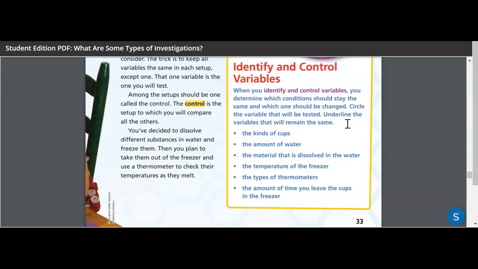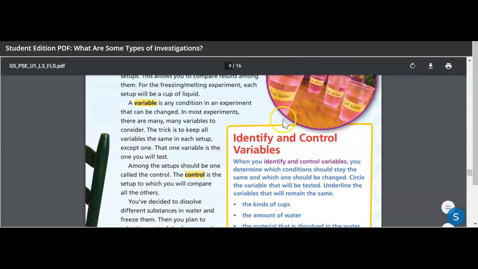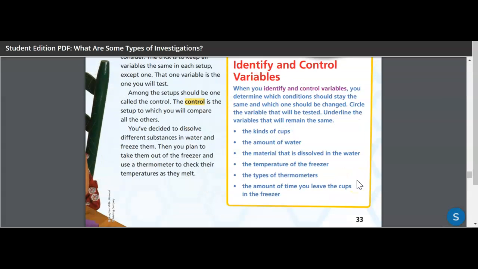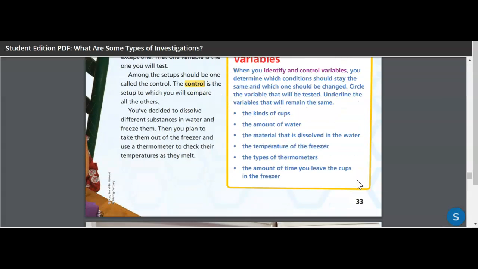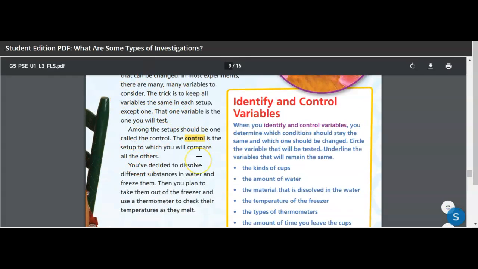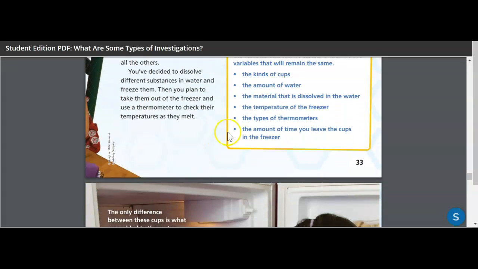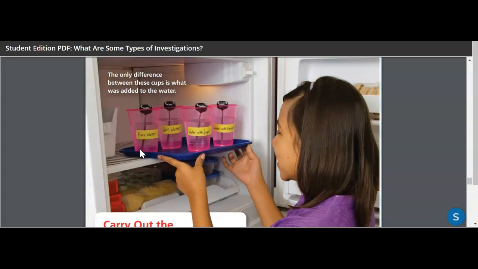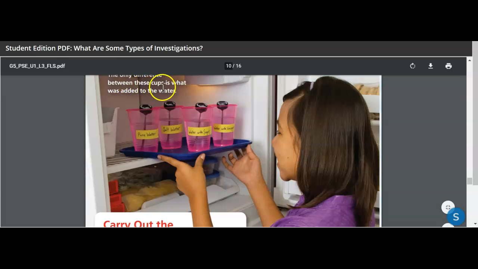Okay, so you got to keep that in mind. Underline the variables that will remain the same each time. Okay, think back. Look at the picture also here. What's going to stay the same each time? Okay, and then you can use this page and what we talked about to circle those statements. So the only difference between these cups is what was added to the water.